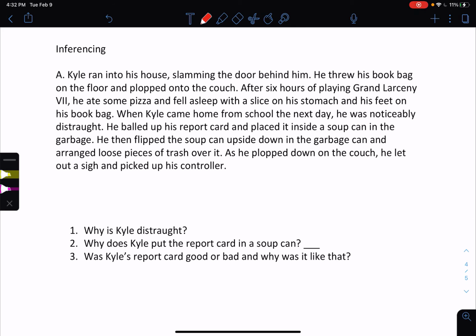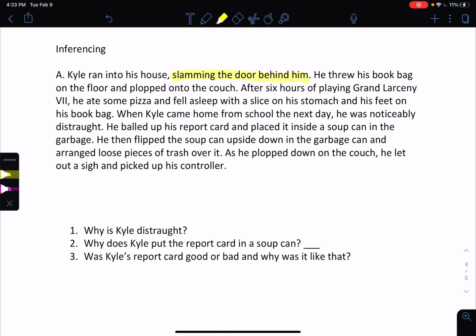Inferencing. Kyle ran into his house. This is where, when you infer, the author does not give you straight up information. You have to read between the lines. You have to understand the mood of the text, the mood of the situation. Here you go: Kyle ran to his house, slamming the door behind him. So it sounds like he might be upset. Maybe he's not. My son slams the door behind him and he's not upset, he just does it because he wants to. But this gives me an idea that he might be upset.